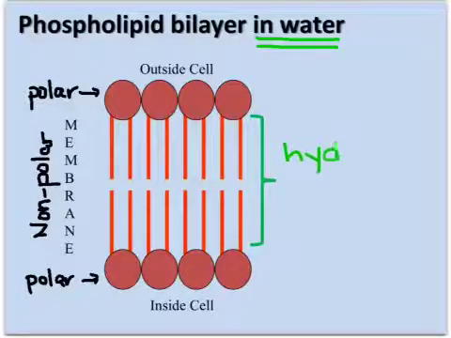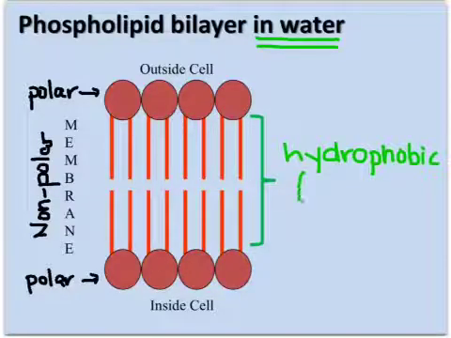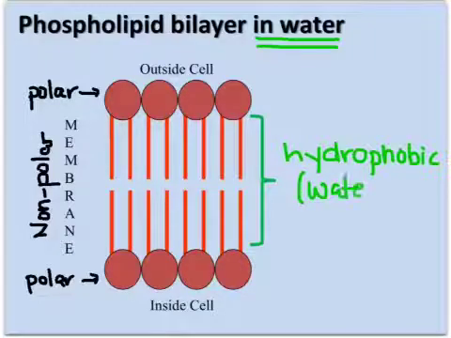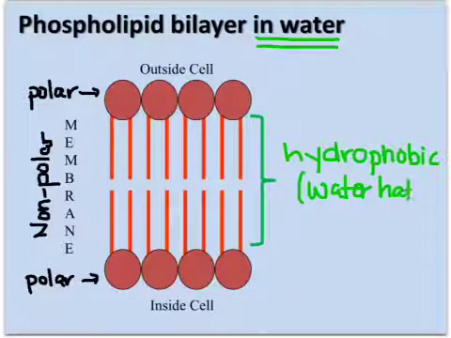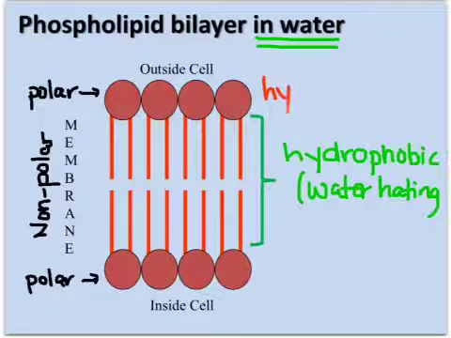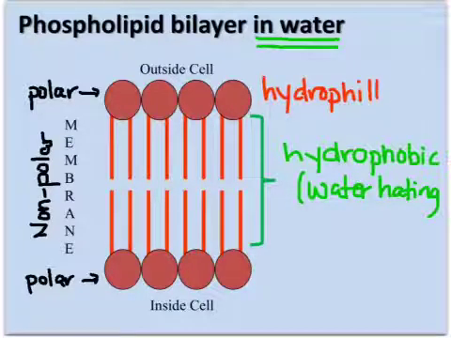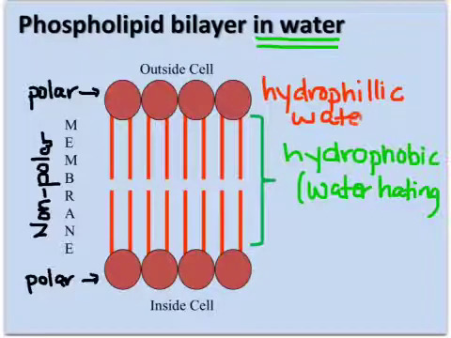And so these are our hydrophobic areas. They are nonpolar. So this means water hating. So this doesn't want to be anywhere near water. Whereas in the head regions, these are hydrophilic. So hydrophilic. Philic means loving. So this loves water. So hydrophilic. And this means water loving.